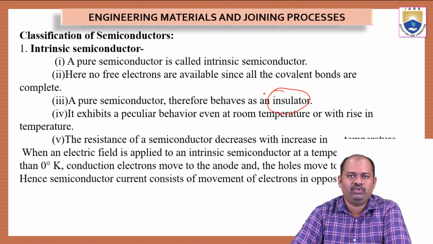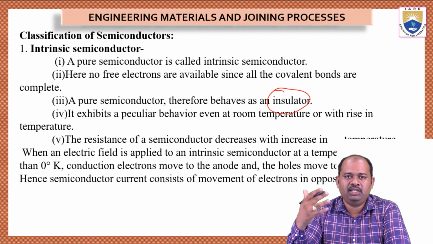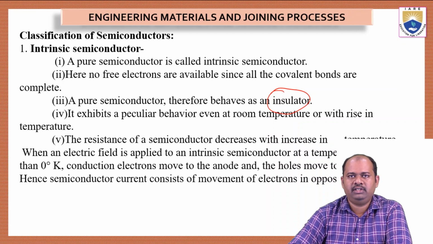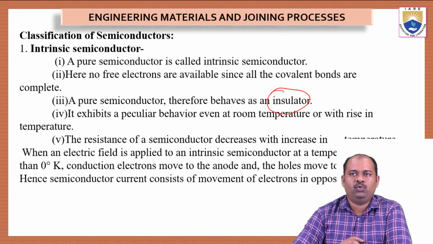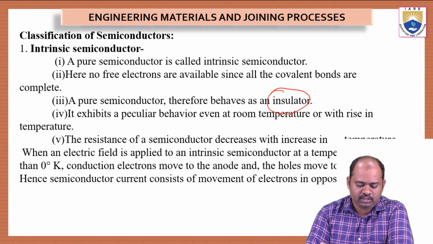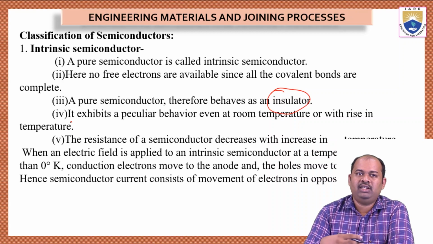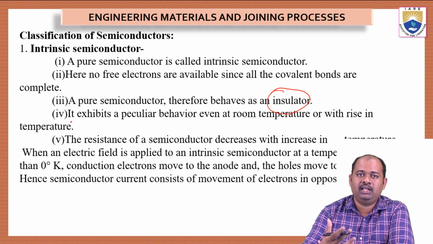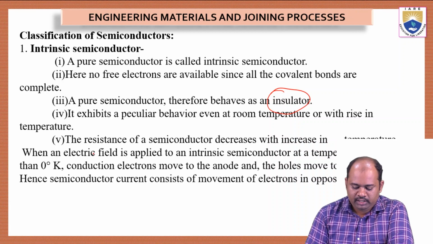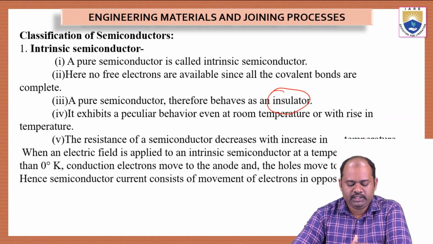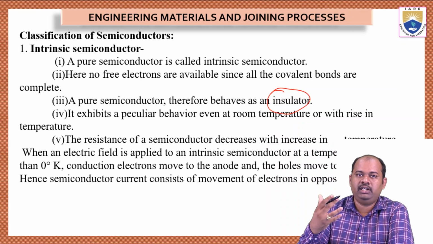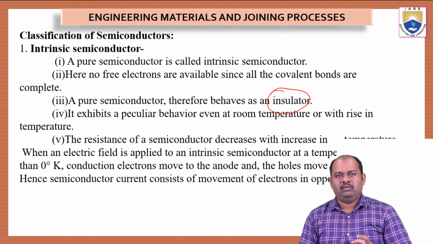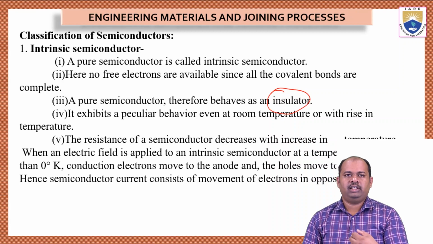So this is almost an insulator, but when the temperature or some conditions are changed, this may act as a semiconductor. It exhibits a peculiar behavior even at room temperature or with rise in temperature. Whenever there is a rise in the temperature, what happens? It will act as a semiconductor or a conductor with the rise in temperature. The resistance of a semiconductor device decreases with increase in temperature. The resistance will always decrease when it is heated, so that when the semiconductor is heated, it will make the electricity flow.